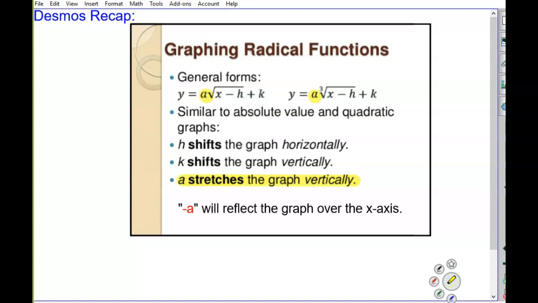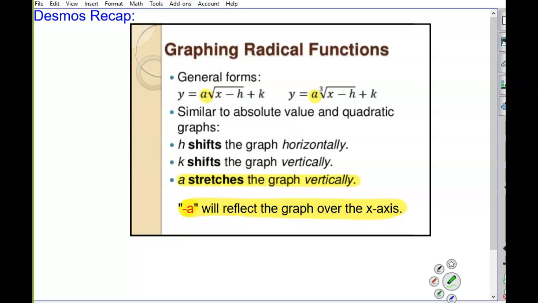It's either going to make it stretch longer, which I like to think of as increasing faster, or it's going to increase slower, which is a compression. It's going to kind of shrink it down. But the A also does something else when it's negative. If the A value is negative, it's going to take your graph and reflect it upside down over the x-axis. And that's one of the big things that kids miss right here. Okay?